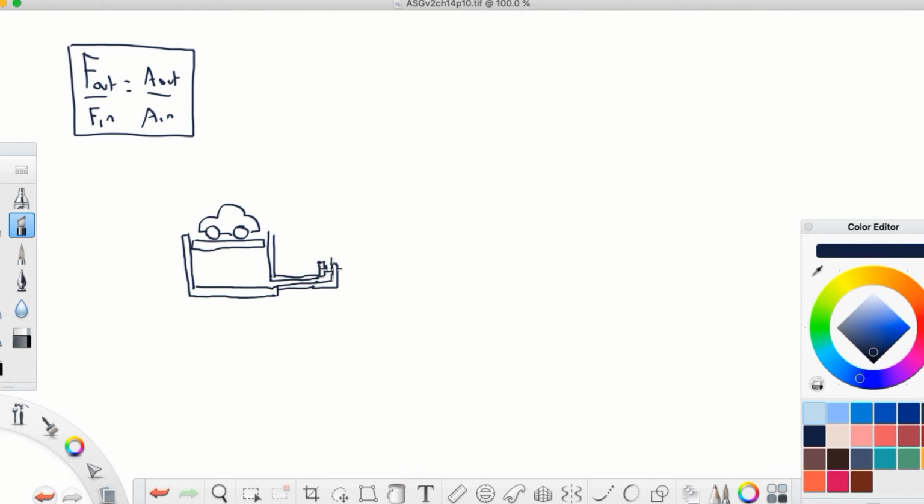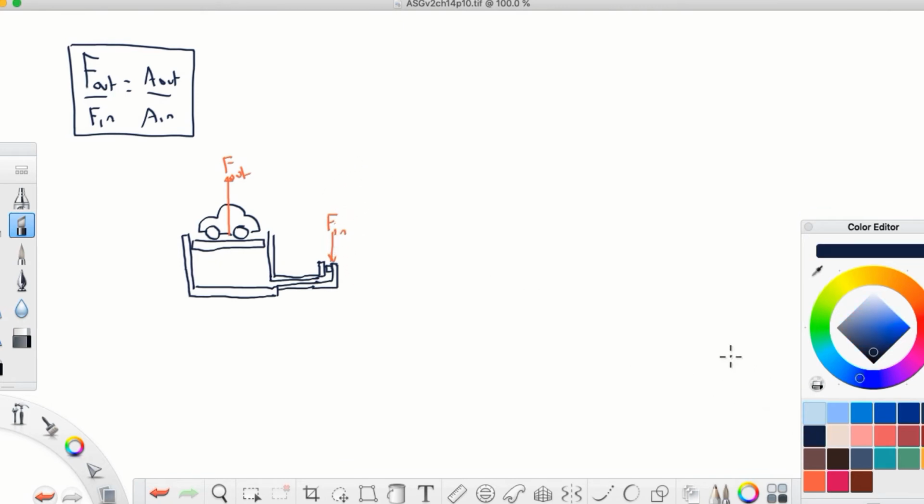Here you've got a piston in here. And the idea is that by applying a force downward on this piston, on this side, you can lift the automobile right here. So this is the output force and the input force. This is the basis of hydraulic jacks.